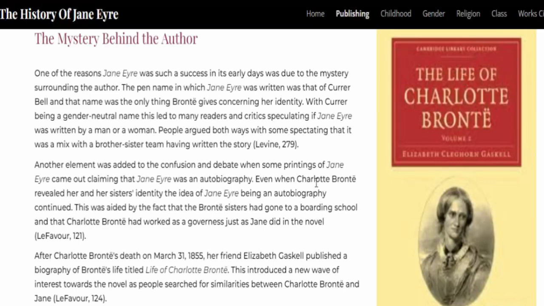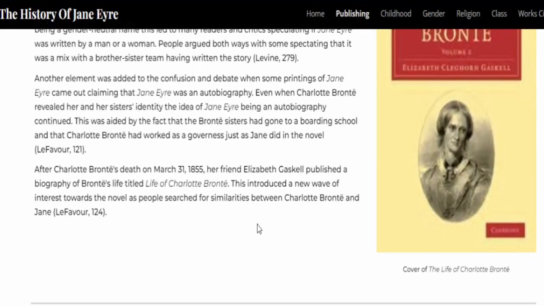And then after Charlotte's death, one of her friends published a book called The Life of Charlotte Bronte, and that just brought even more interest into Jane Eyre as people read this book and compared it to Jane Eyre to see if they could find similarities. It was just a whole thing. There was such an intrigue about the author that brought more people to read this story and be interested in it.